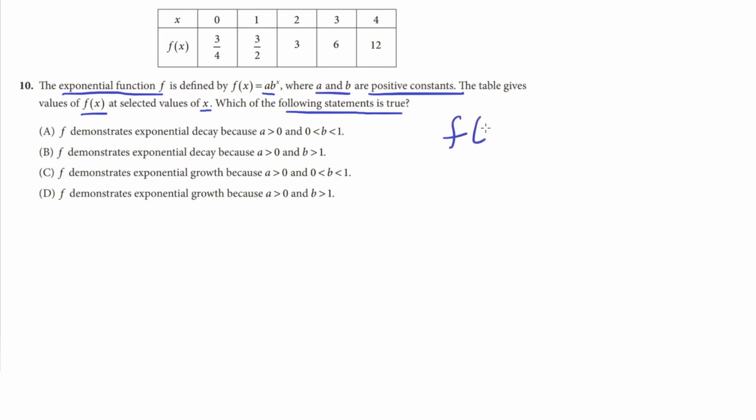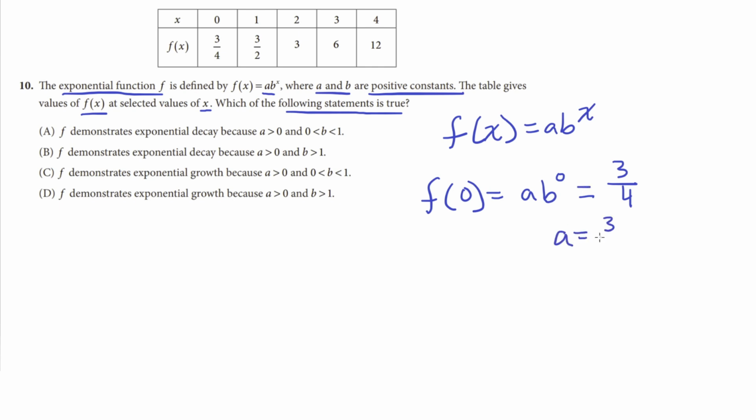So our function is f of x equals a times b to the x. We can easily solve for the value of a by plugging in 0 for x. So when x is 0, a times b raised to the 0, this whole thing equals 3 over 4, according to the table. But we know that anything raised to the 0th power is just 1. So this just simplifies to a equals 3 over 4.